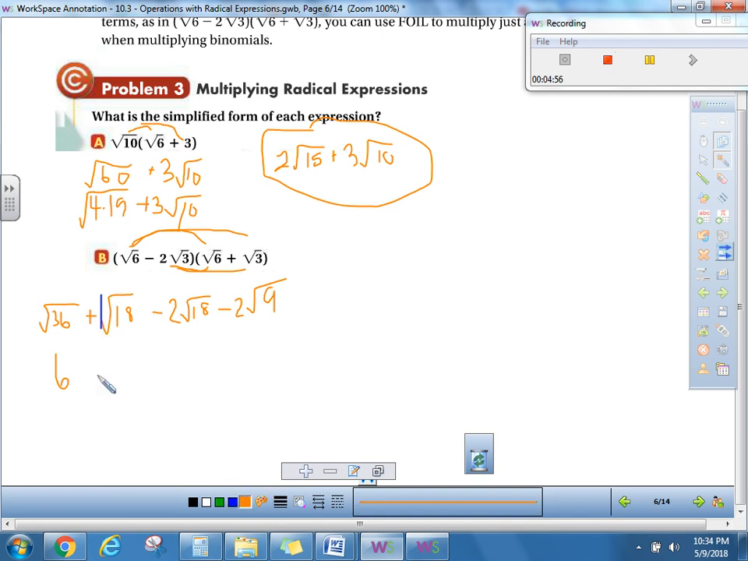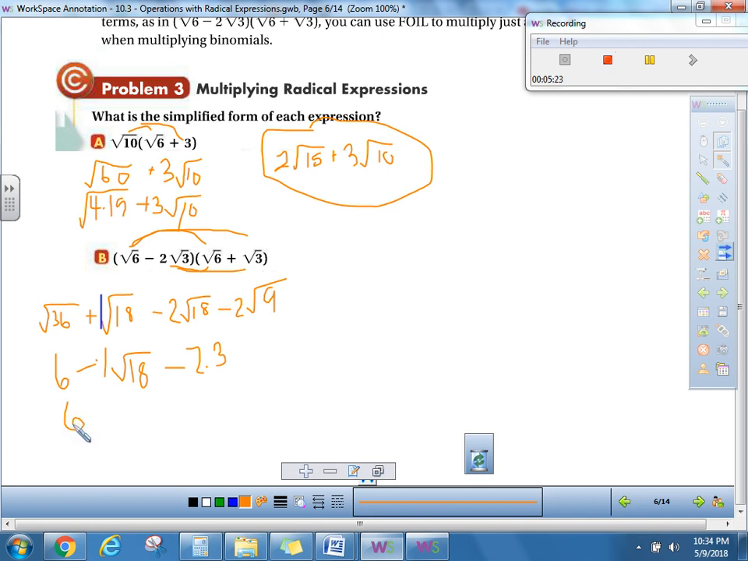Minus 2 root 18. So you have 1 root 18, 2 root 18 is negative 1 times the square root of 18. We're just combining like terms. Minus 2 times the square root of 9 is 2 times 3, which is 6. Alright, we have a little bit further to go.